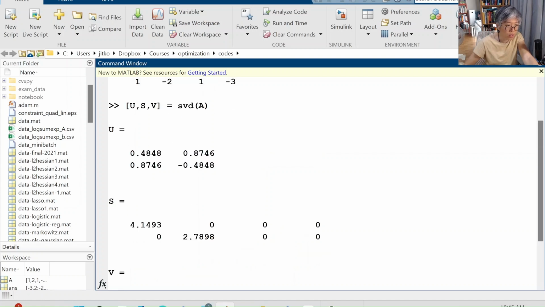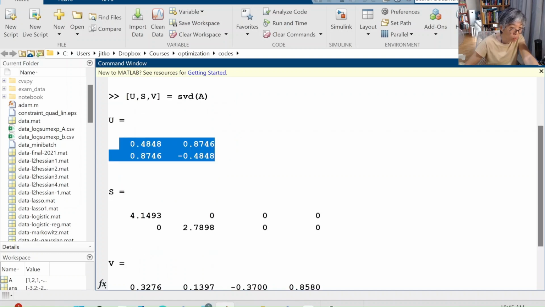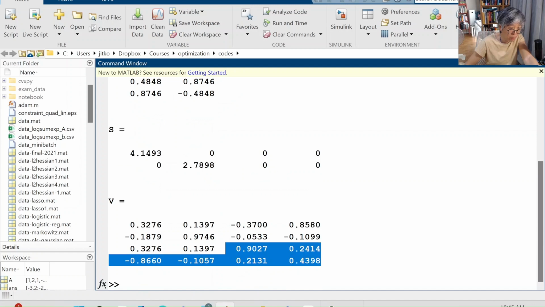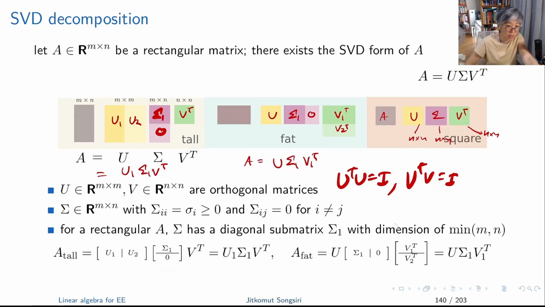And now you see the structure: because A is 2 by 4, my U is going to be 2 by 2, sigma is 2 by 4, and my V is going to be 4 by 4. And now let's come back to the lecture.